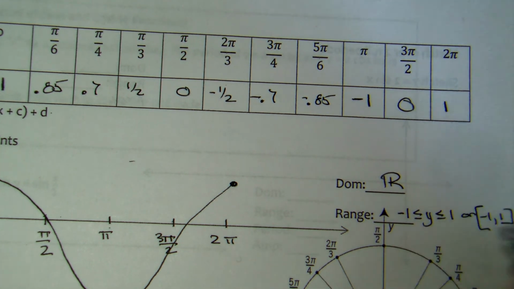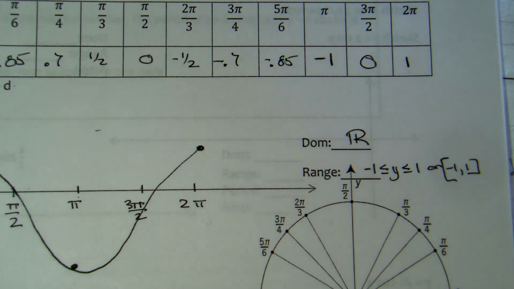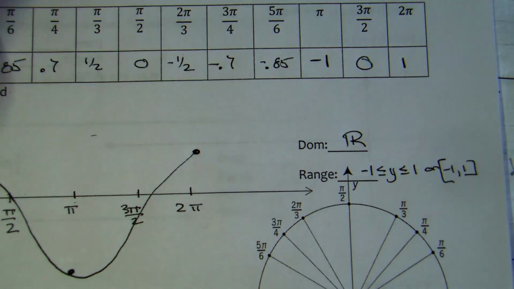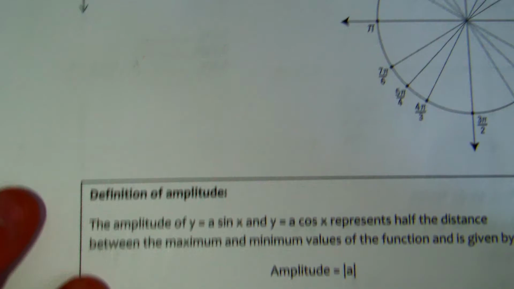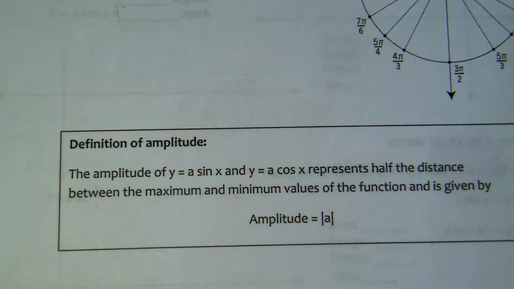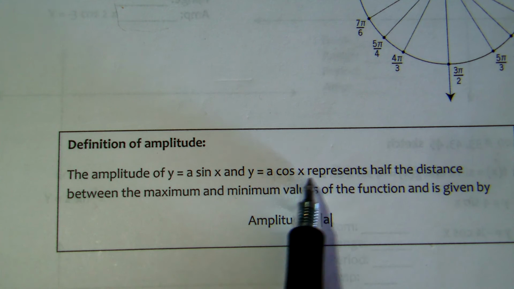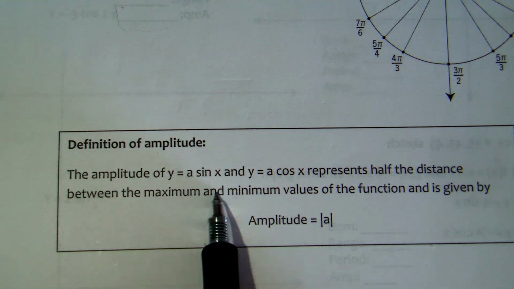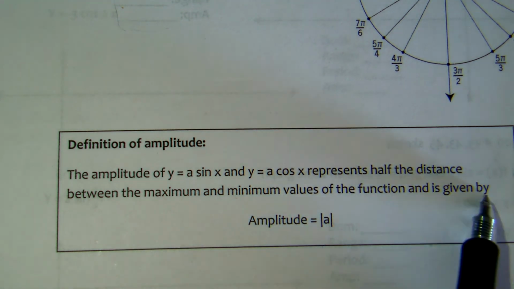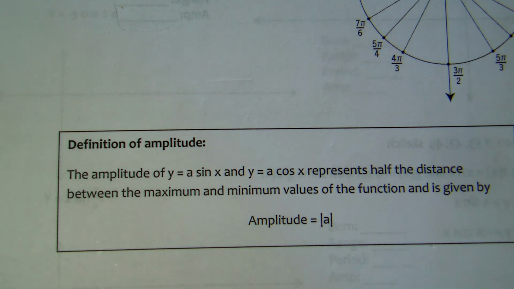So the domain and range, remember, the domain is all the possible x values. The range is where the y is. The domain for sine and cosine is going to be all real numbers. Now, one of the things we discussed that can change is what's called amplitude. The amplitude of y equals a sine x and y equals a cosine x, a, represents half the distance between the maximum and minimum values of the function, as given by amplitude equals the absolute value of a.